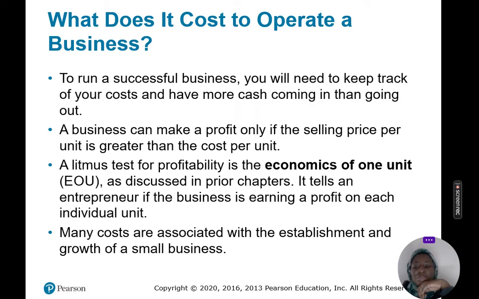The income should be able to cover your profit and also the cost you spent in doing the business. To actually make a profit, you have to know the selling price per unit, and you have to ensure that the selling price per unit is greater than the cost per unit. This can be done by using the EOU, the economics of one unit. In previous chapters we've also discussed how to calculate the EOU of your business. That is a kind of litmus test for profitability.